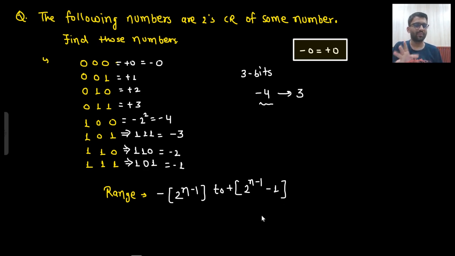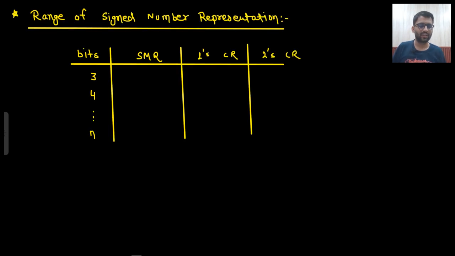So it would be minus 2 to the power n minus 1 to plus 2 to the power n minus 1. Let's write it in a table. So if there are 3 bits, 3 bits means a total of 8 possible combinations. 2 will be 0, so divided by 2, 6 by 2. Basically we will start from minus 3 to plus 3. So it will go from minus 3 to plus 3.